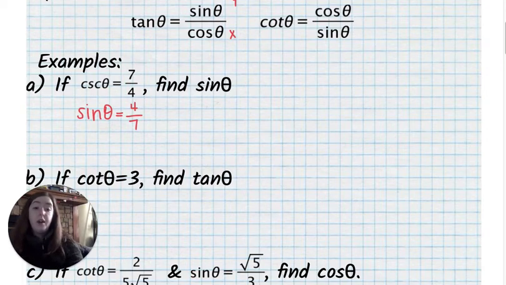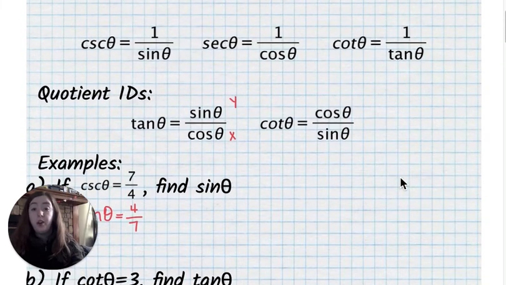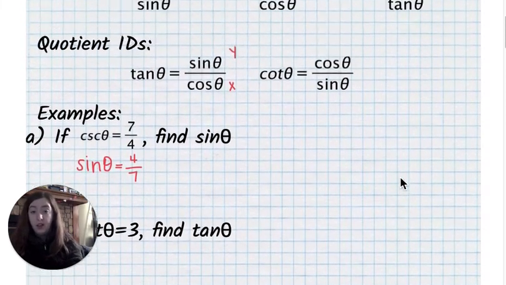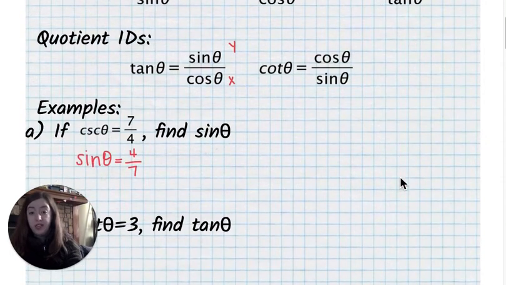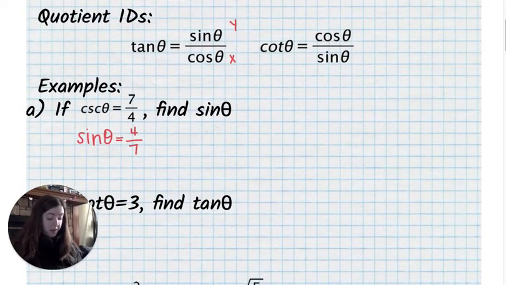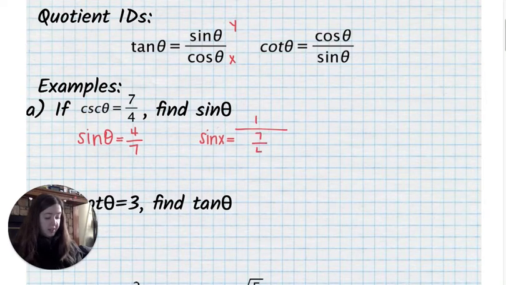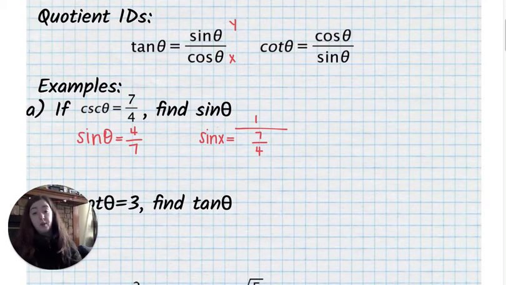Now, one thing I want to be clear about is that it does say that cosecant is equal to 1 over sine, or sine is equal to 1 over cosecant. I want to be clear that if you were to give me the answer of sine is equal to 1 over 7/4, that's not okay. You need to flip and multiply that fraction on the bottom to get 4/7. So this is not allowed. Don't do it.